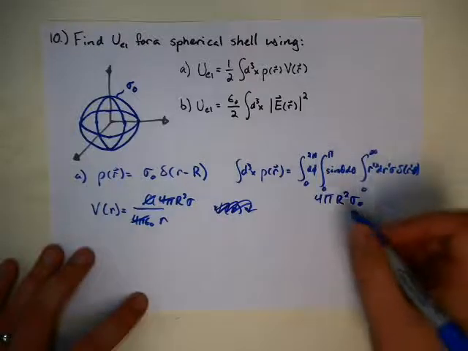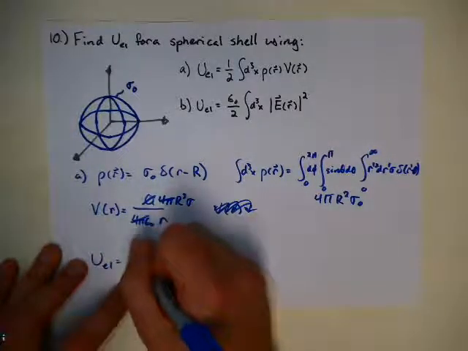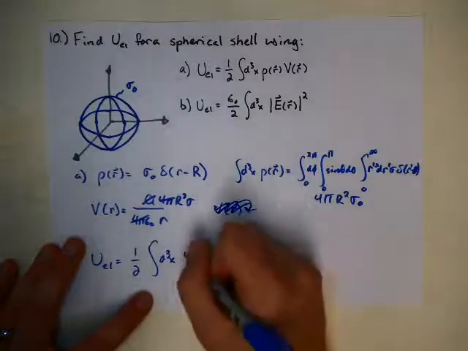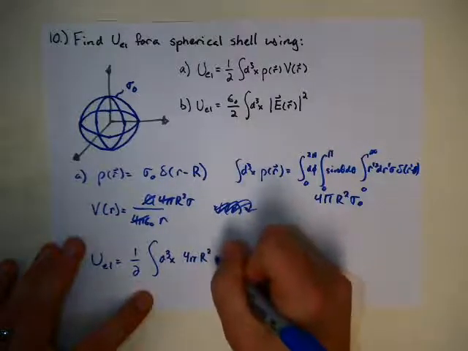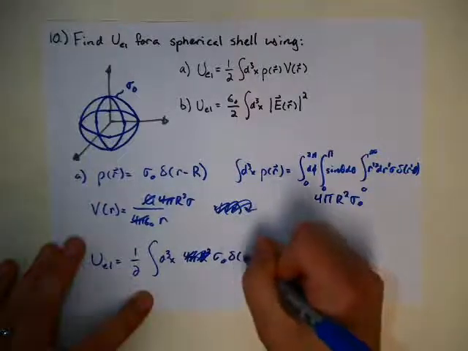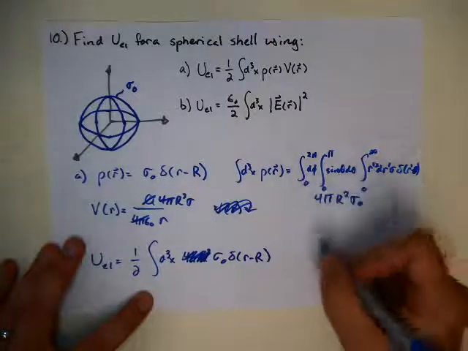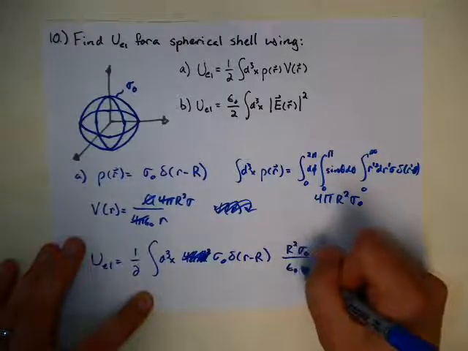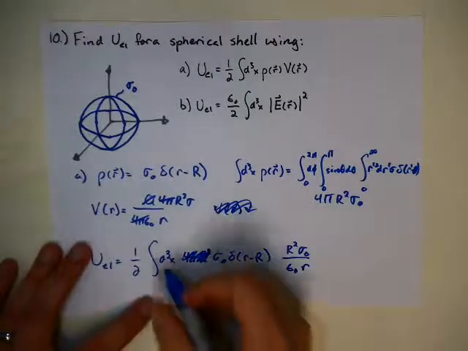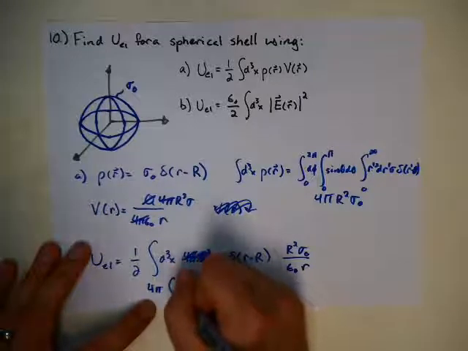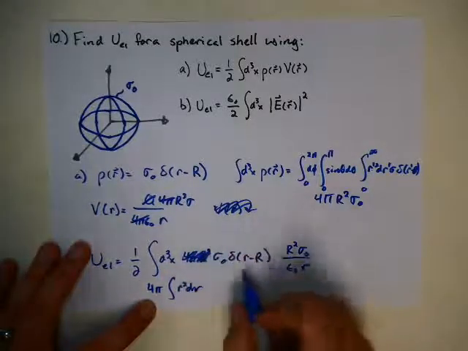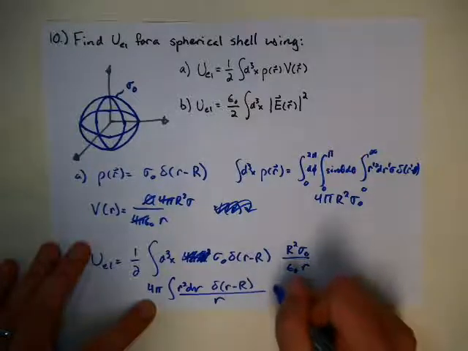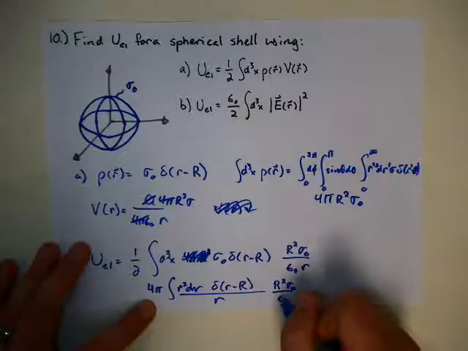And so let's just write this down, not the potential, that Q EL is 1/2 the integral d3x of rho, which is sigma naught delta r minus capital R, times V, which is capital R squared sigma naught over epsilon naught little r. This integral d3x is going to be 4 pi integral r squared dr. We're going to have a delta of little r minus capital R, and we're going to have a 1 over r, and then we still have the capital R squared sigma naught over epsilon naught.